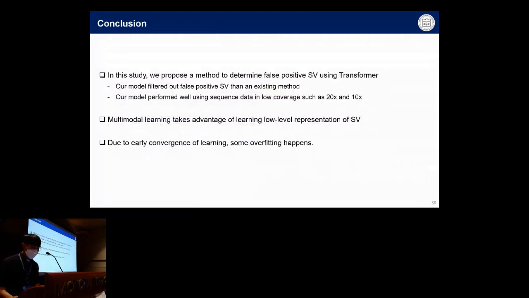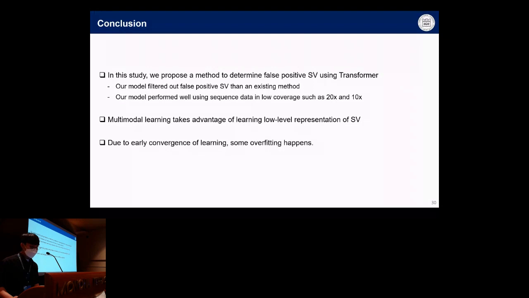In this study, we proposed a method to determine false positive structural variations. Our model showed a lower number of false positive structural variations than other cases. Structural variation with high and low coverage also showed good results.